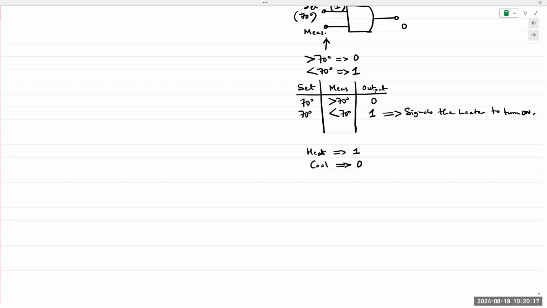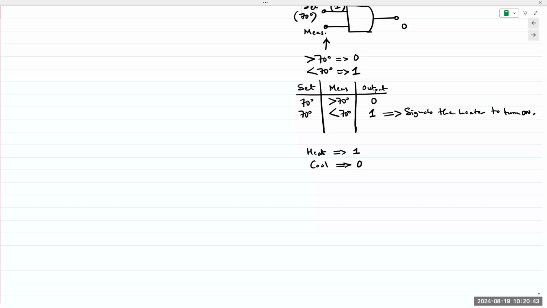So we could say if the signal coming from the third input, A, B, and C, if C is 0, then it's cooling. If C is 1, then it's heating. And then you connect that into your AND gate or your NAND gate, as the case may be. So depending on the features that we want, we would design such a system to have as many inputs as possible.